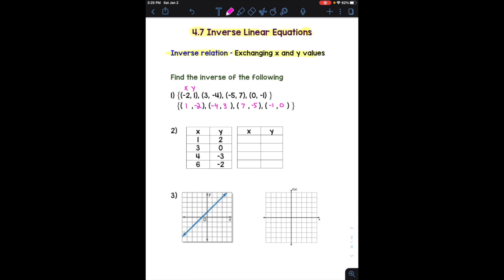Number 2 is shown as a table, and remember, a table is just organizing ordered pairs in a table form. The first ordered pair would be (1, 2), so the inverse would be (2, 1). We're just going to exchange or switch the x and y values. Our second ordered pair, (3, 0), becomes (0, 3). Our third is (-3, 4), and our last would be (-2, 6). Notice we're not changing the signs of any of the values. We're just switching the x and y values.